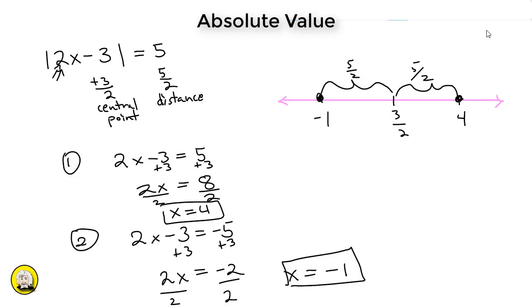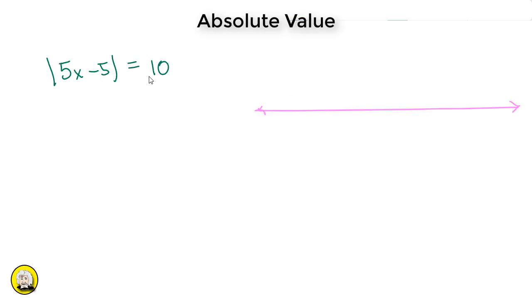Let's take a quick look at another example. So in this case, I'll graphically interpret this as the solution set for x is going to be a distance of 10 divided by my coefficient 5, or 2, away from a central point that's going to be the opposite of the minus 5 within the absolute value expression. So that's plus 5. But in this case, also divided by my coefficient 5, which equals 1.